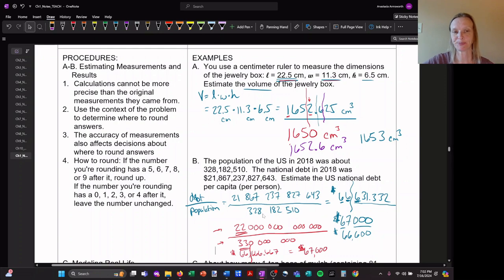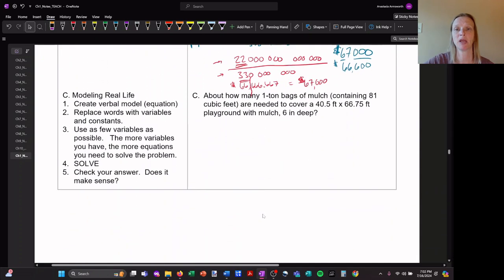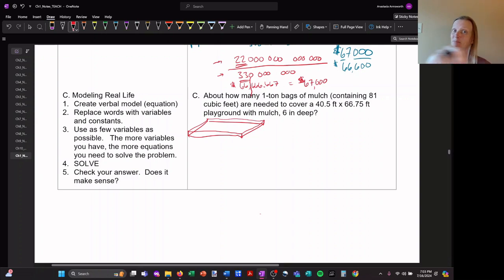if it's not necessary. Let's look at one more example about how many 1-ton bags of mulch are needed to cover a 40.5 foot by 66.75 foot playground with mulch, and the mulch should be 6 inches deep. I have a very long and fairly wide playground that I'm trying to cover 6 inches deep. So this is a very shallow box, but it is box shaped.